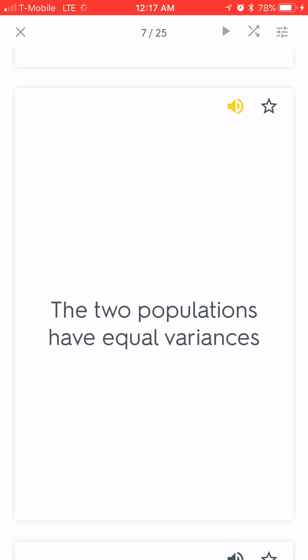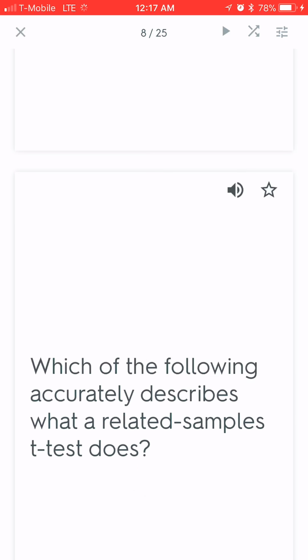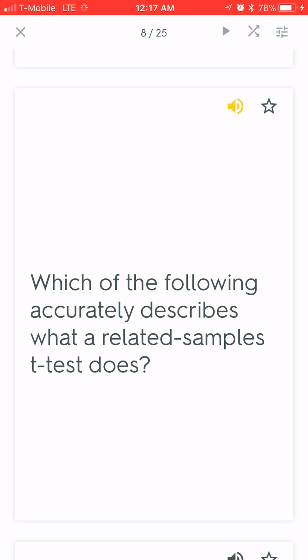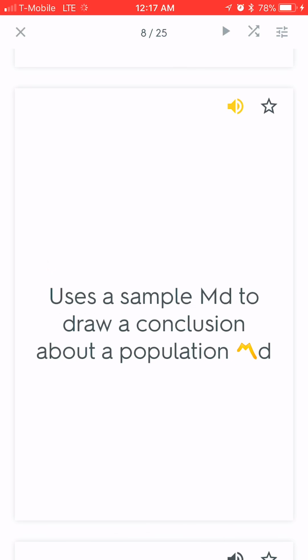The two populations have equal variances. Which of the following accurately describes what a related samples t-test does? Uses a sample MD to draw a conclusion about a population μD.